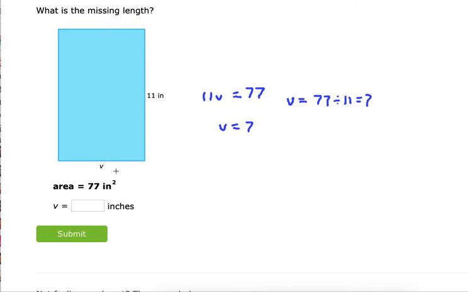We know that 11 times V, because we know one side times the other side equals the area, and then we can solve for our missing side. So that's what you're doing on these.